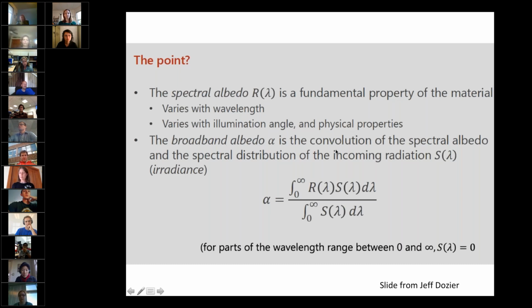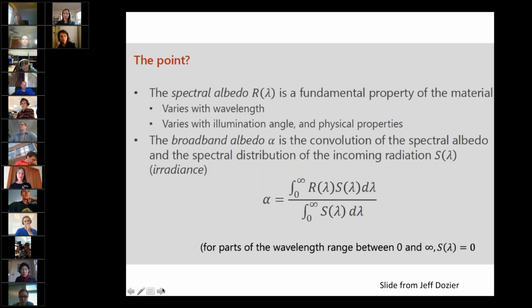The broadband albedo, this is the one we're trying to put in our model, is the convolution of both the spectral albedo and the spectral distribution of incoming radiation across all wavelengths. So basically we're doing broadband, we're integrating over everything. How much light at all wavelengths is coming in, how much is reflected at all those different wavelengths. Any questions so far?